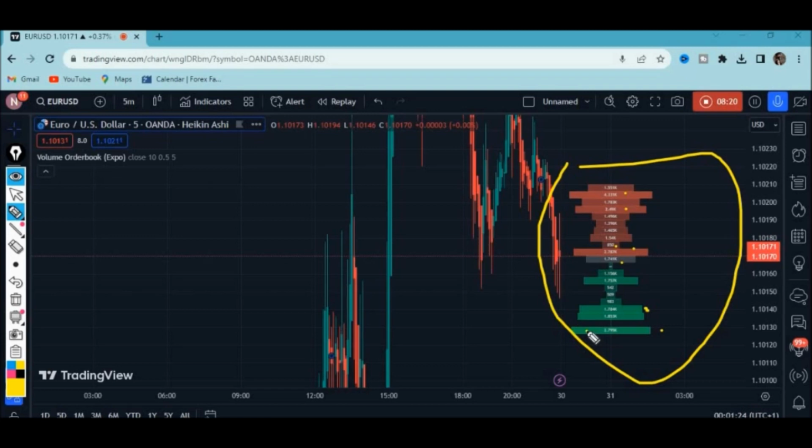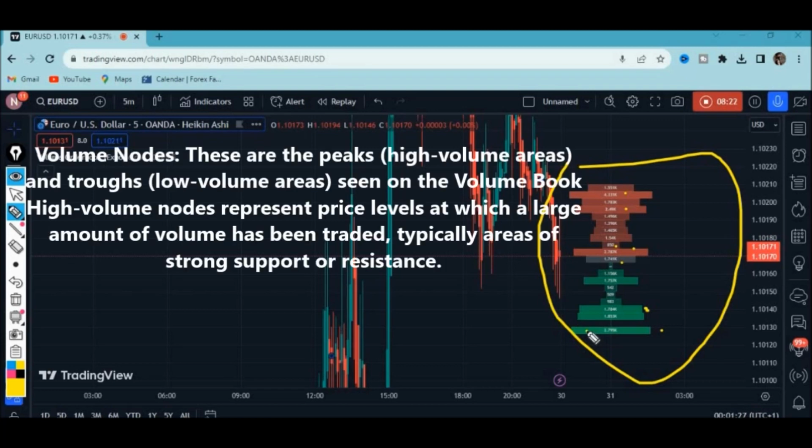And as well guys, how can we use this indicator to identify the volume nodes? These are the peaks, high volume areas, and troughs, low volume areas seen on this volume order book. High volume nodes represent price levels at which a large amount of volume has been traded, typically areas of strong support or resistance. That is very close to what we saw before.